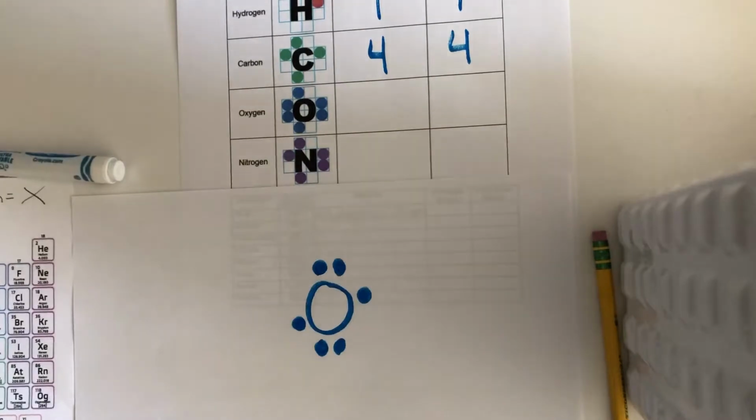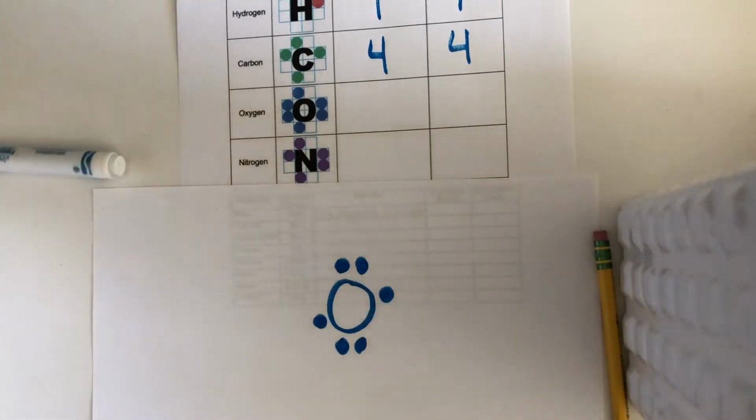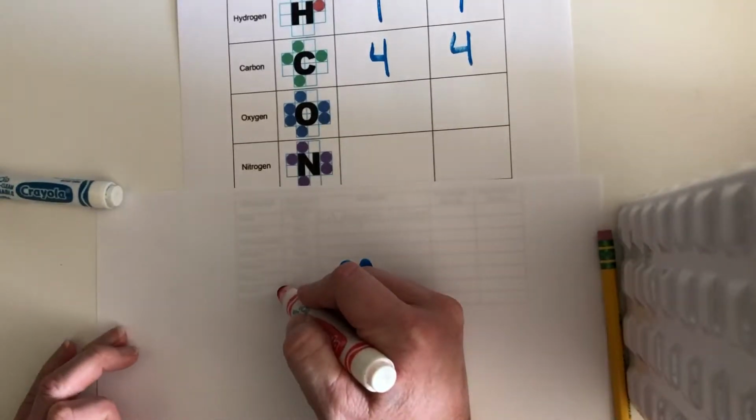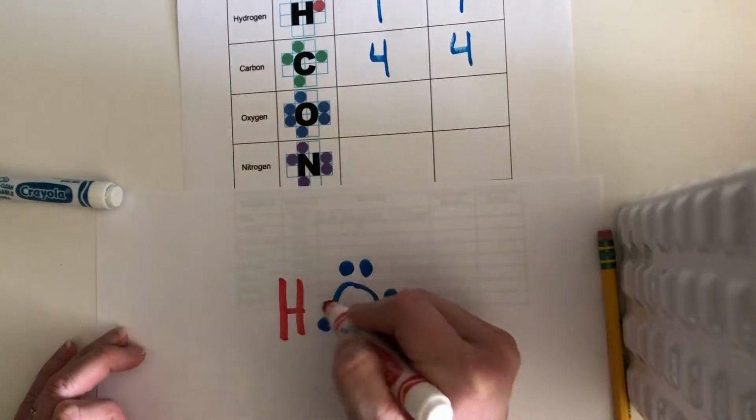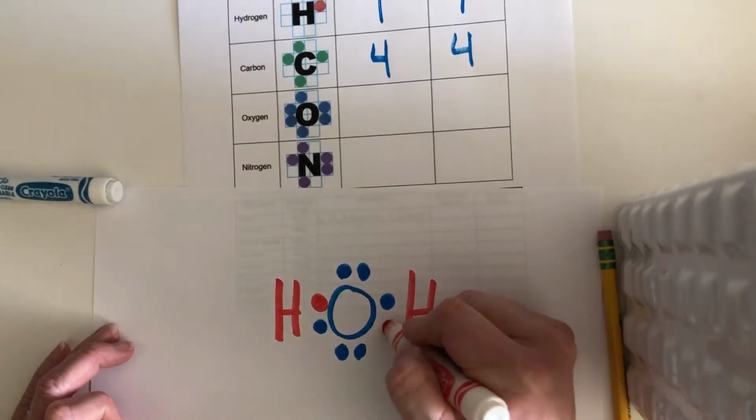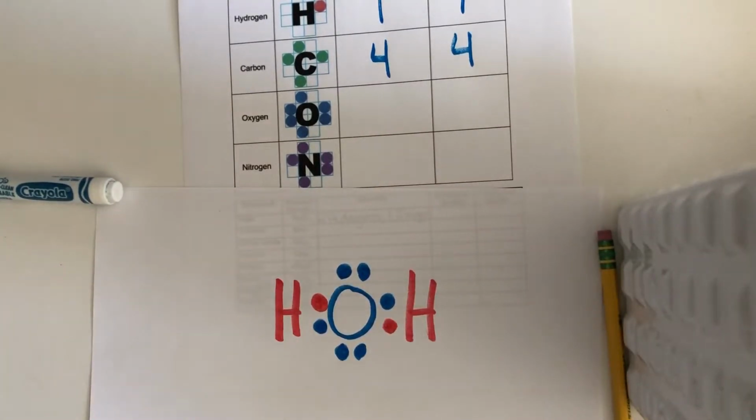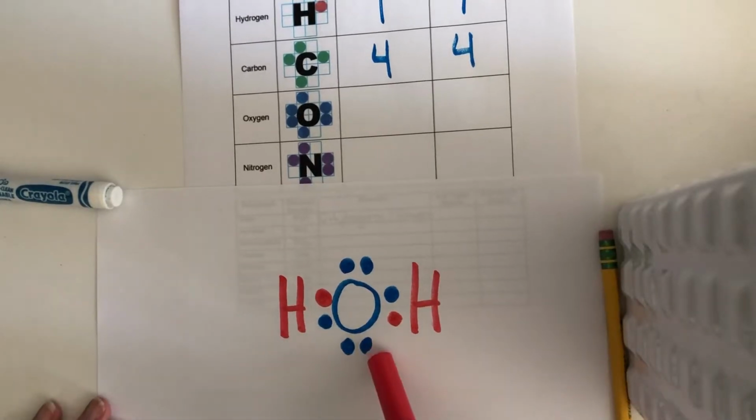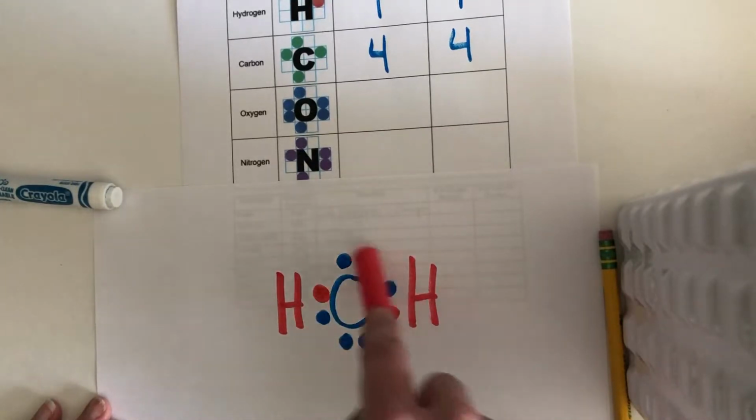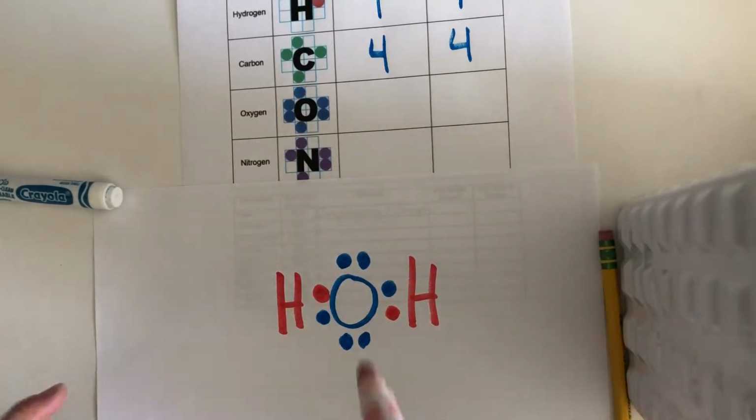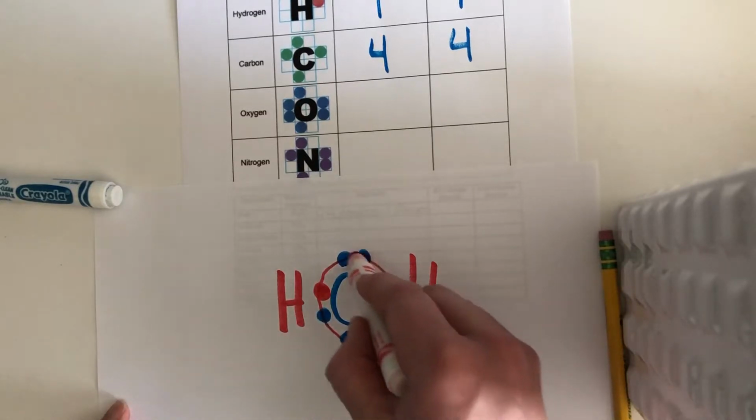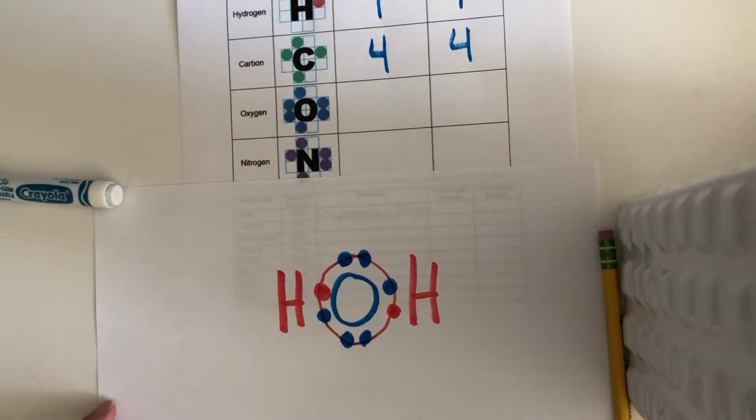So I've got my oxygen, and now I need to draw my hydrogen. And hydrogen, remember, only has 1. So I'm going to draw hydrogen right next to it with its 1, and hydrogen right here with its 1. And then look, oxygen has the 8 electrons it needs to feel complete. Remember this circle right here? It has all 8, so oxygen feels really complete.